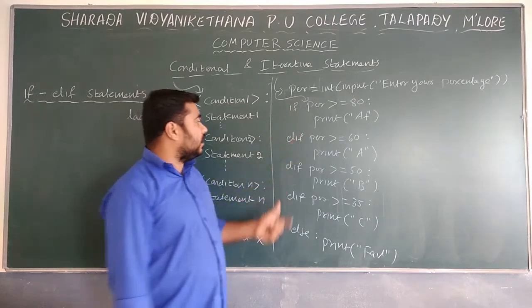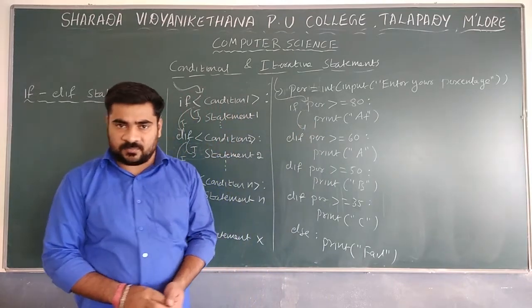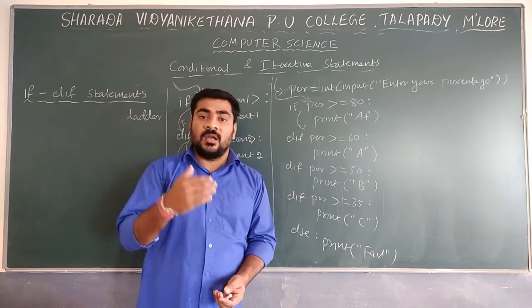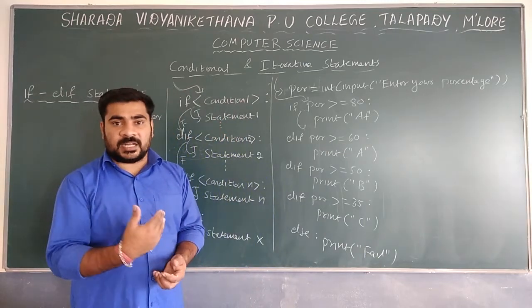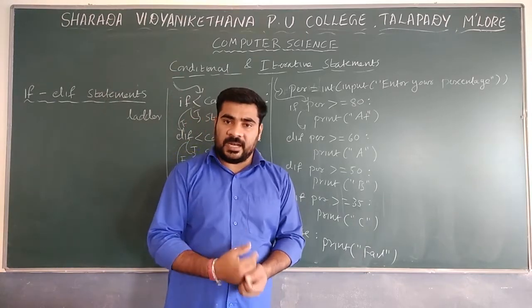If the percentage is less than 80, it's going to check one more condition here, that is, percentage is greater than 60, greater than or equal to 60. Like that, all the conditions are checked one after another. Finally, whichever is matching, those equivalent statements are going to execute. So this is about the if elif statements.